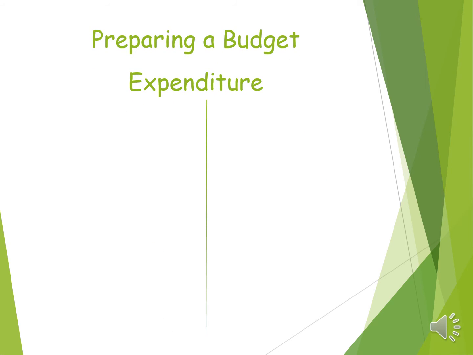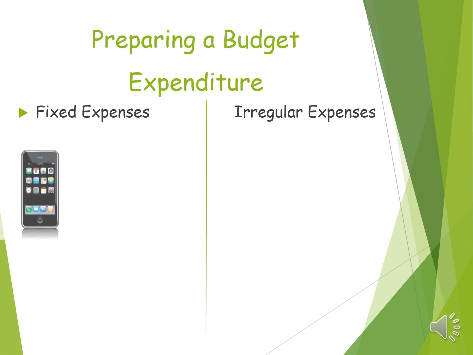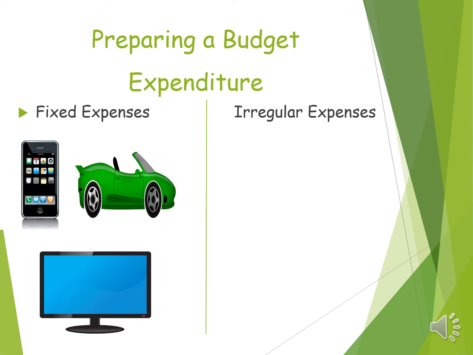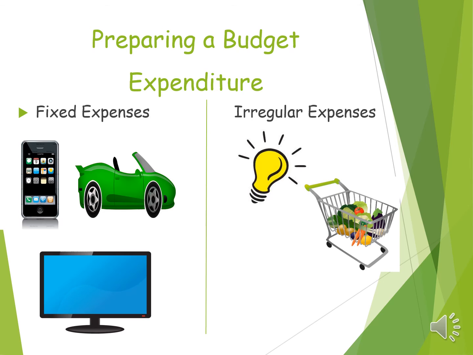Next thing we have to make is a list of all expenses that belong to the household so that we have enough money left to pay any bills. There are two types of expenditure, fixed and irregular expenses. Fixed expenses remain the same each time, so we can always know how much money we need for these. Examples of fixed expenses are mobile phones, car tax or insurance, or TV subscriptions. Irregular expenses change each time, so you have to guess how much they'll be. Examples of irregular expenses are light and heat, groceries, or emergency repairs.